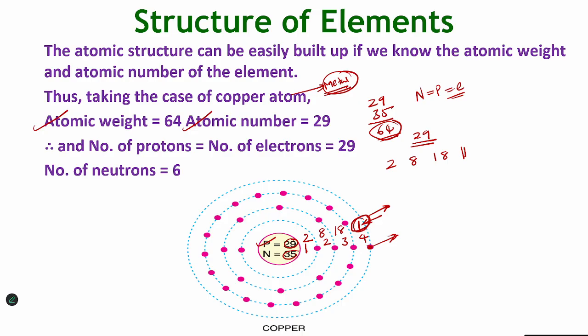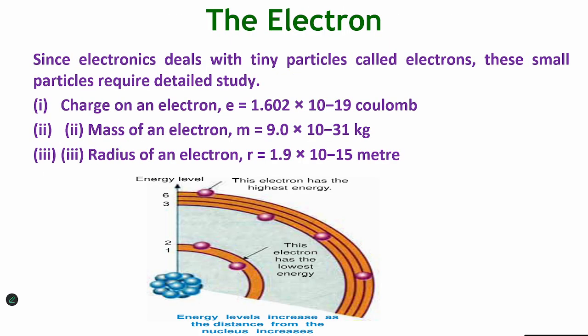Next, what is the charge of the electron, do you know? 1.6 into 10 power minus 19 coulomb, and the mass of the electron is 9 into 10 power minus 13, and the radius of the electron is 1.9 into 10 power minus 5 meters. A very tiny particle, that is nothing but the electron.